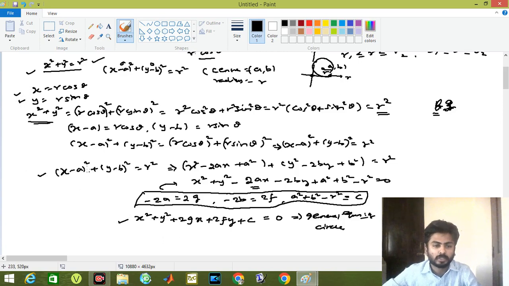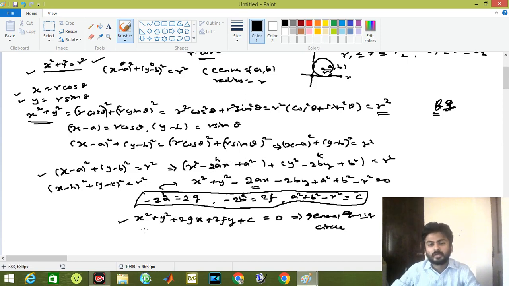In some textbooks, people take it as x minus h the whole square plus y minus k the whole square equal to r square. So here, instead of a you will have h, and instead of b you will have k. Then also you will get the same equation. This is the general equation of circle.